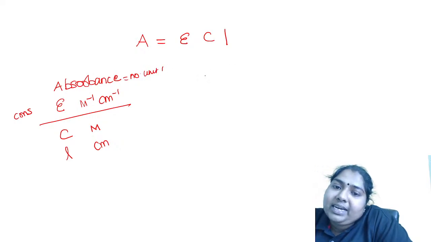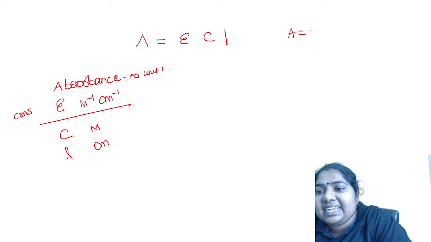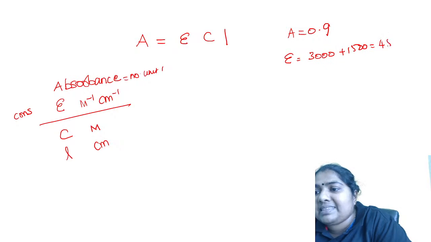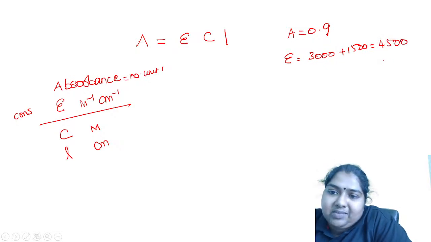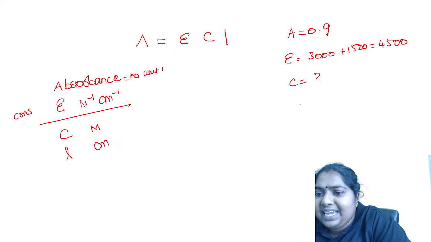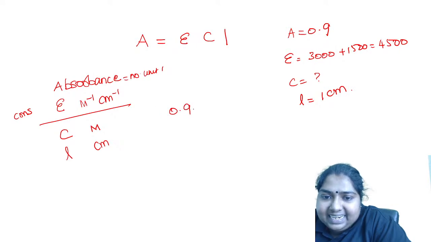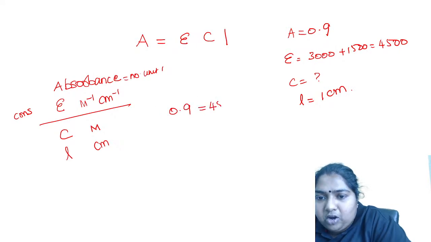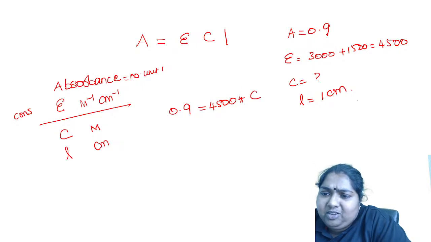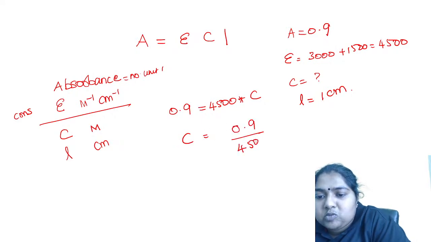Okay, right. So here in this problem, they have given that A is going to be 0.9. Epsilon, they have given it like 3000 plus 1500. So what is the total number? Sum them up. It is 4500. C, it is the question. L, if it is not given, you have to take it as 1 centimeter. So 0.9 is equal to epsilon into C. L is 1, so I am just leaving it. So what is C? C is equal to 0.9 divided by 4500.